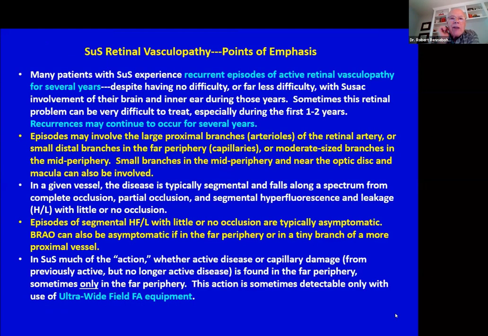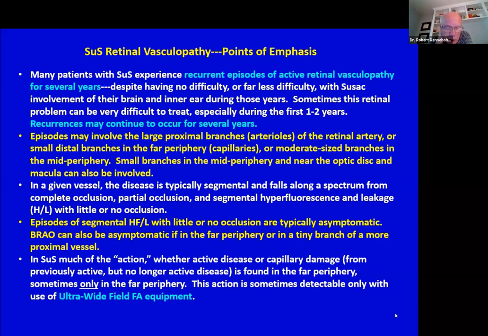So points of emphasis, things we learned from this patient in particular. Many patients with Susac syndrome experience recurrent episodes of active retinal vasculopathy for several years, despite having no difficulty or far less difficulty with Susac involvement of their brain and inner ear during those years. Sometimes this retinal problem can be very difficult to treat, especially during the first 1 to 2 years. Recurrences may continue to occur for several years, but eventually stop occurring.